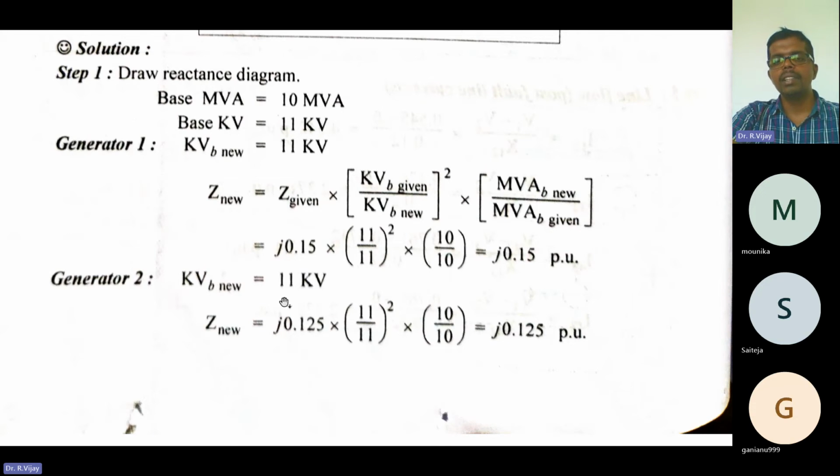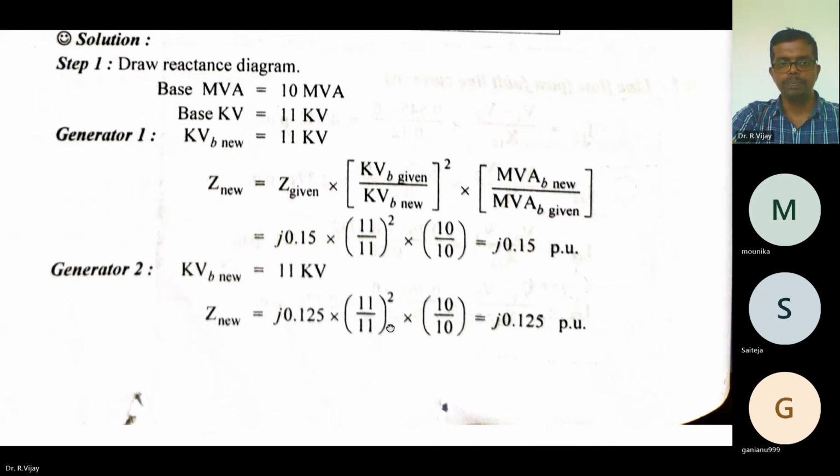Just simplify it. I think this and this get cancelled, this and this also get cancelled. So the direct answer you will get is J into 0.125 per unit. That is the Z new value for generator 2.